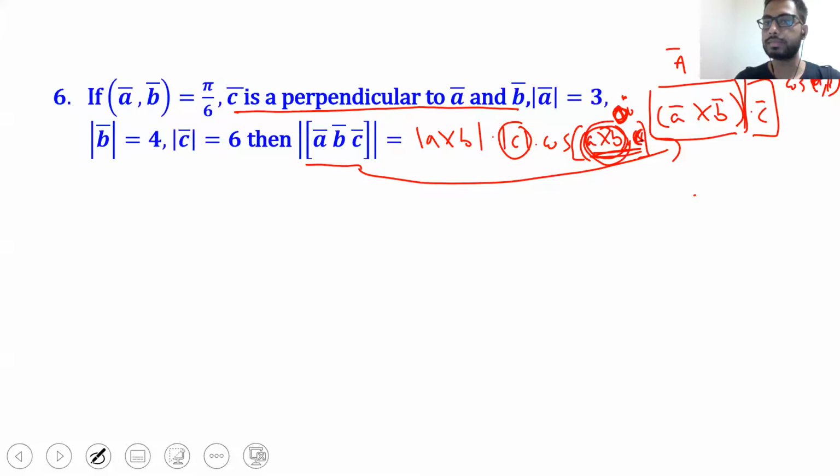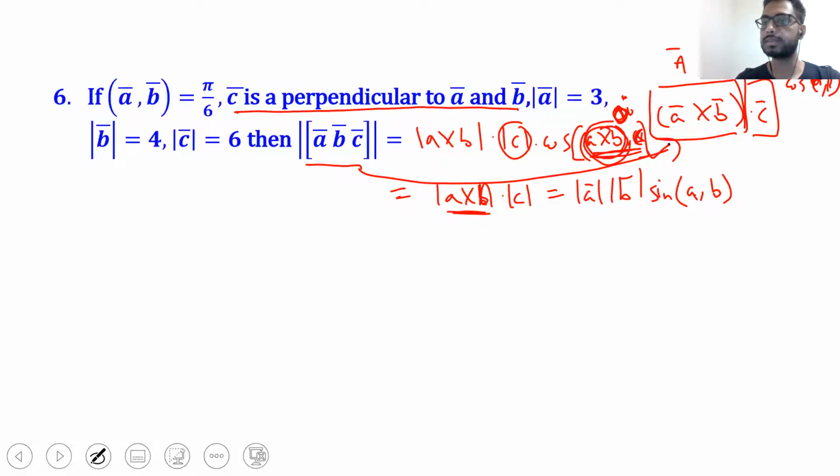Therefore, I have my term cos of 0. Cos of 0 is 1. So the remaining term is going to be magnitude of A cross B dot magnitude of C. And how can I get the value of A cross B? I can get it by using this formula, AB sine of theta. But in this case, theta is the angle between only A and B. In the previous case, theta was the angle between A cross B and C.